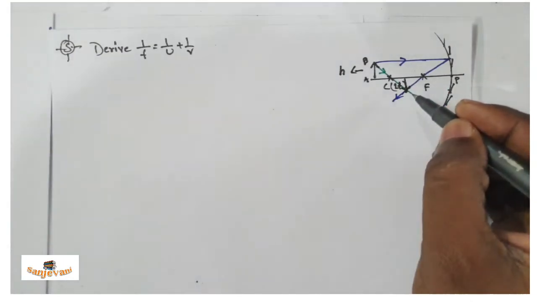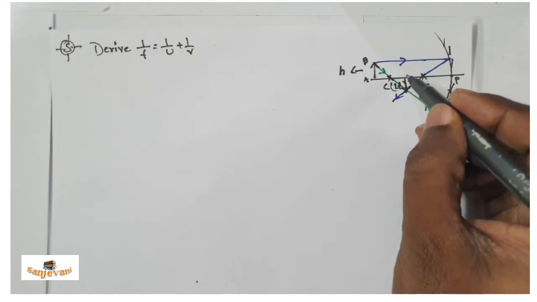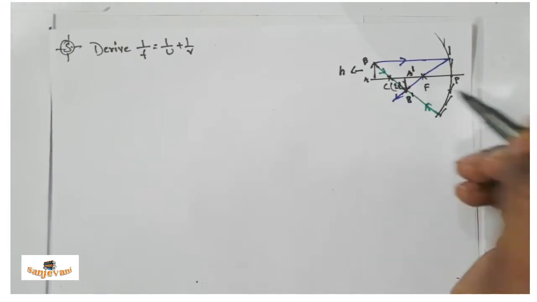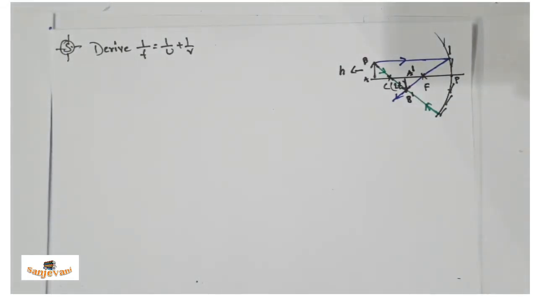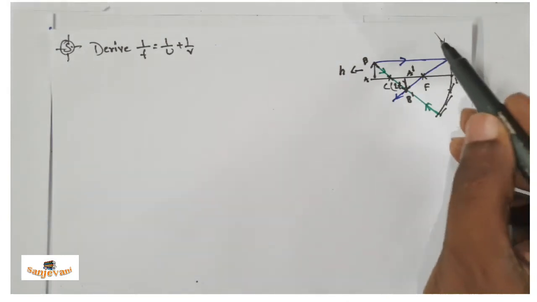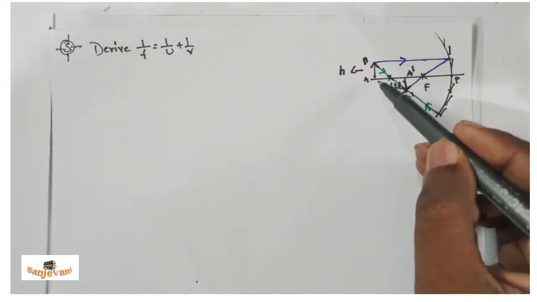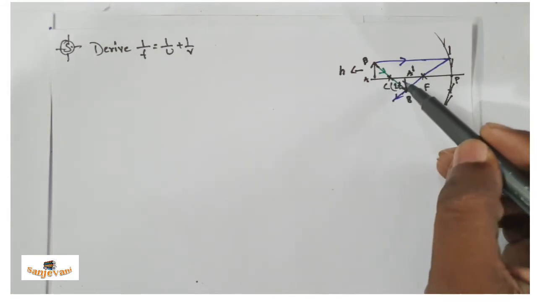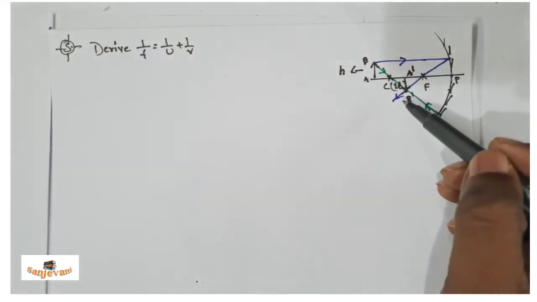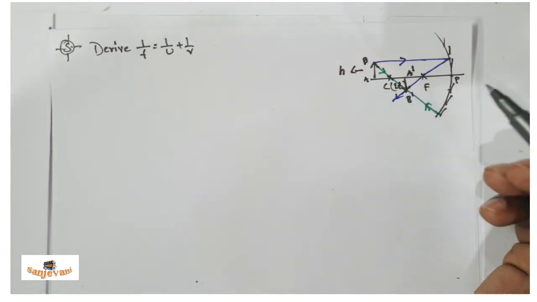Is it clear to you? Let me name this image A dash B dash. Here we got the image. Let me explain once again. It is a concave mirror in which we have taken the object beyond C. Then we got the image between C and F. Is it clear to you? By previous knowledge, you are thorough with it.